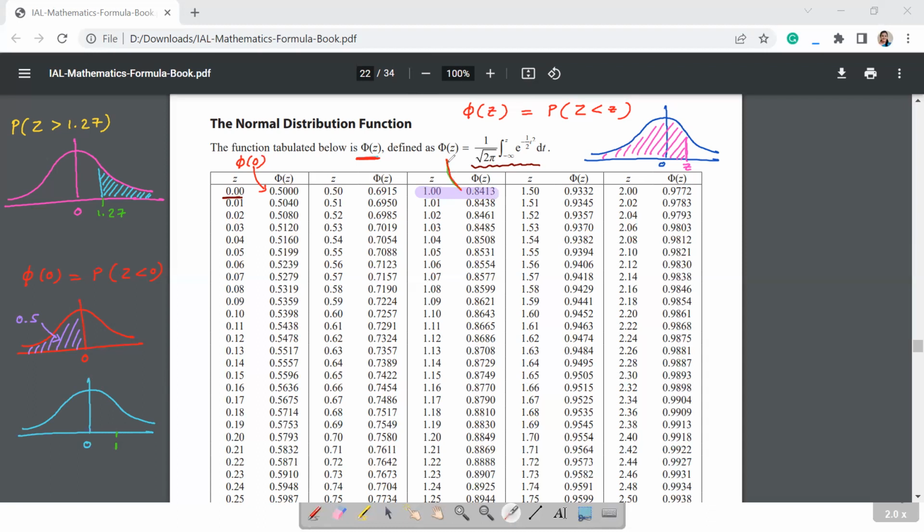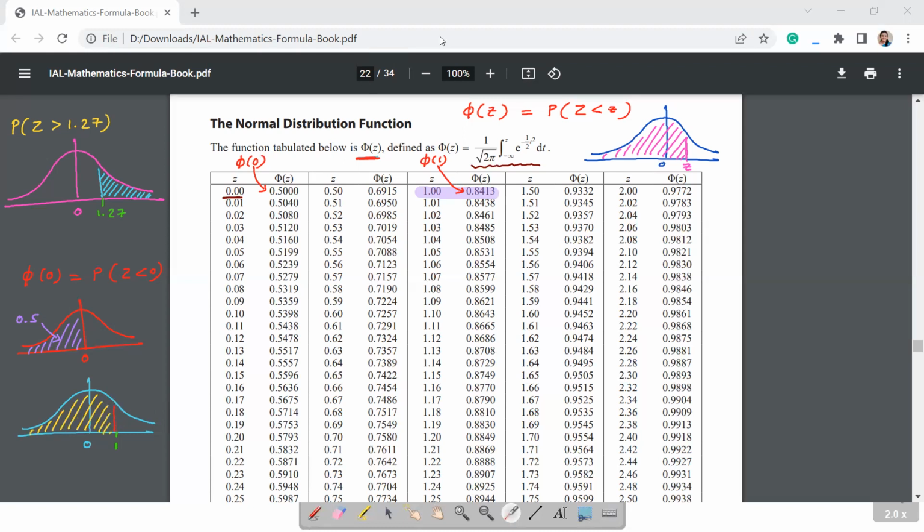So guys, this is 0.8413. Now here your simple z value is 1. So this what they've given you here is phi 1. Okay, so this value here is phi 1. So what does phi 1 mean? What is its significance? It's the area behind the line 1, right? It is the area behind the line 1.